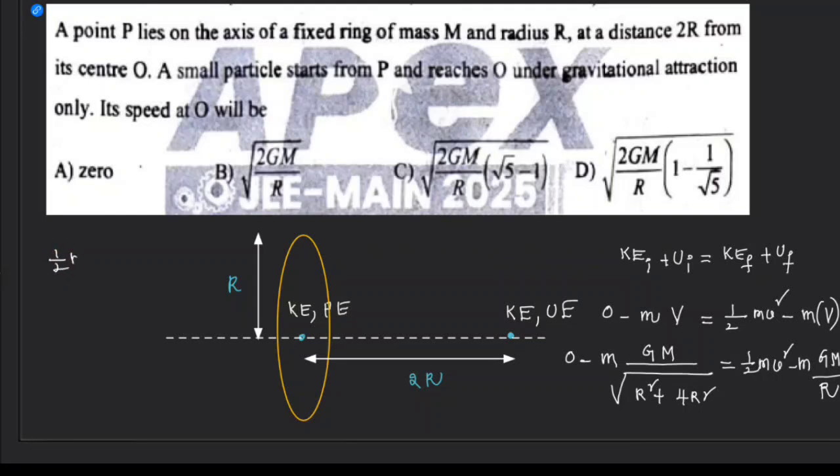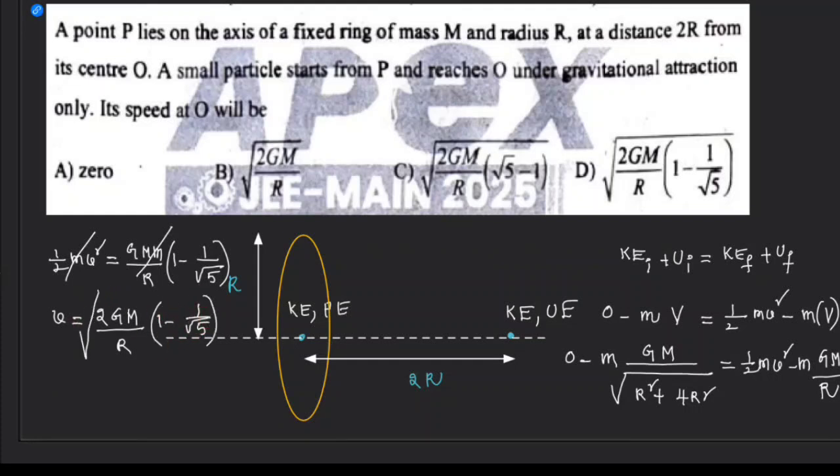So half m V square will be equal to, if I take out G capital M small m by r, this will be equal to 1 minus under root of 1 by 5, right? So this small m gets cancelled, therefore V is equal to under root of 2G capital M by r into (1 minus 1 by under root of 5) whole square. This is the answer for this question.